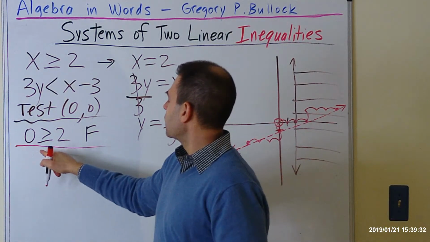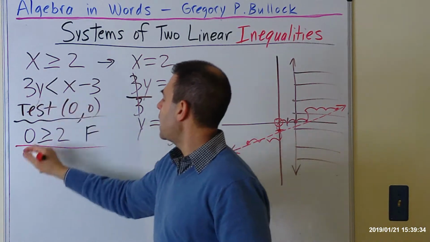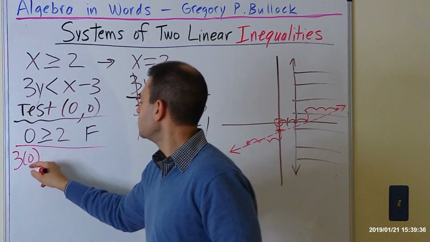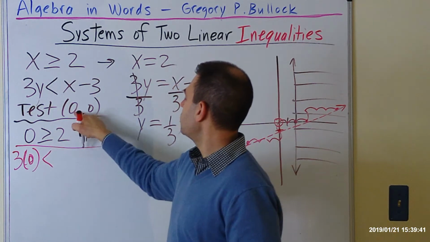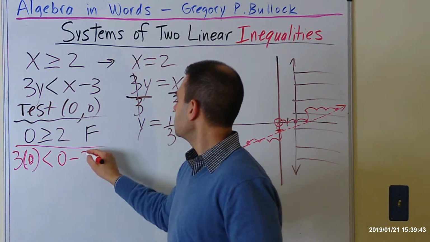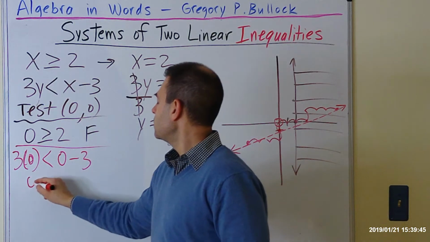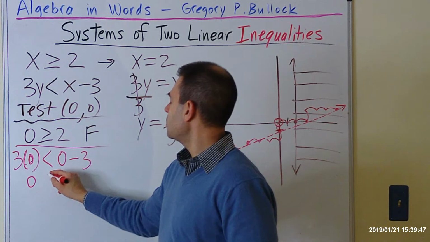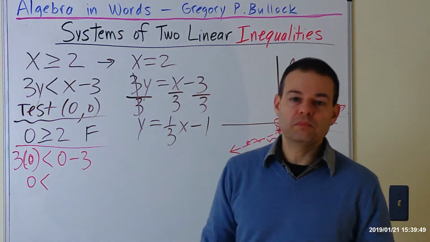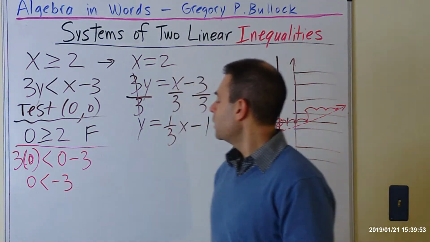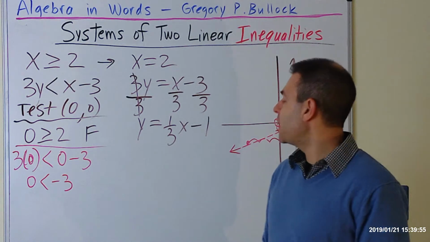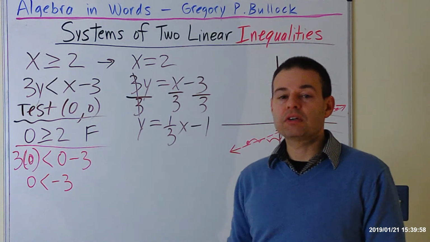And we're going to put 0 in for y, less than 0 in for x, and minus 3. This becomes 0. We don't have to write that, and we get negative 3. And is 0 less than negative 3? No, 0 is greater than negative 3.